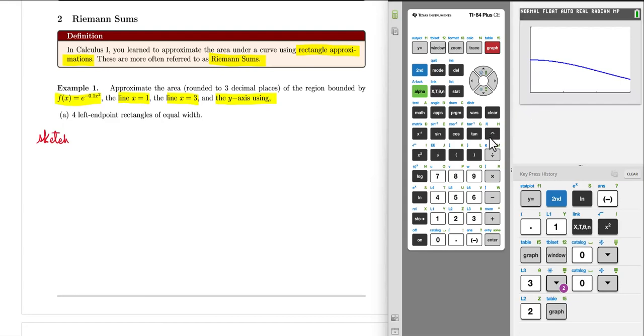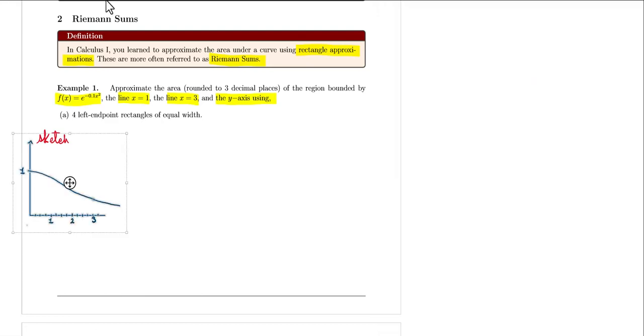So let's go ahead and make a sketch here. There we go, here's my sketch. Again, it's just a sketch, it doesn't have to be perfect. So I'm going to go ahead and highlight the area of interest. Okay, so we're interested in the area right over here.